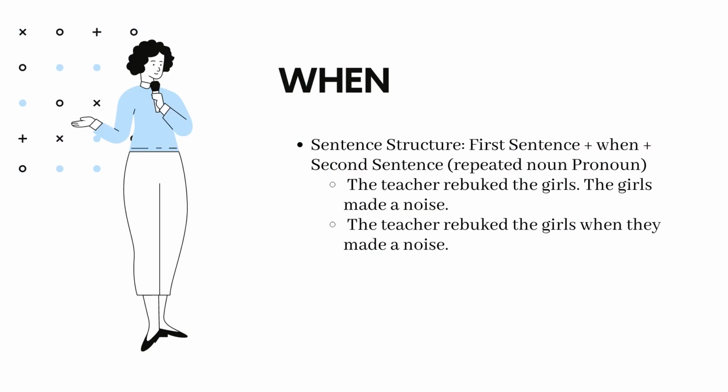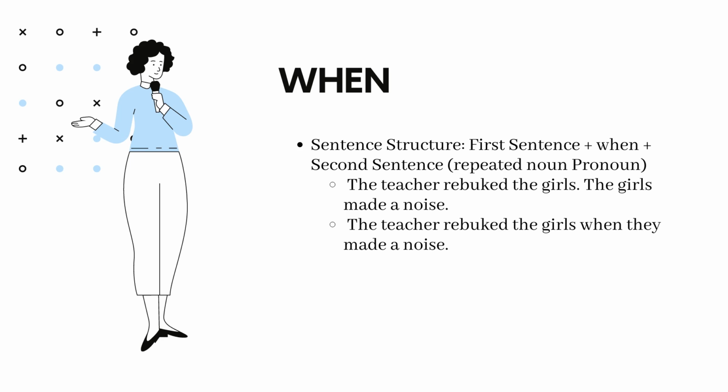Now we will see the usage of "when" as a connector. Firstly, the sentence structure is first sentence followed by when and later the second sentence, and it is used for a repeated noun or pronoun. To make it more understandable, let us take one example. The teacher rebuked the girls. The girls made a noise. Here, "the girls" is repeated. So, instead of repeating, we can write "when they". The teacher rebuked the girls when they made a noise.